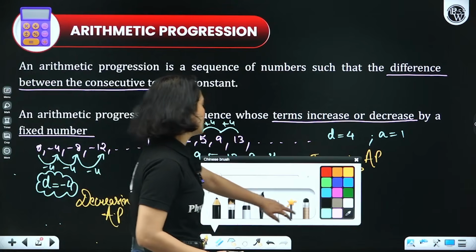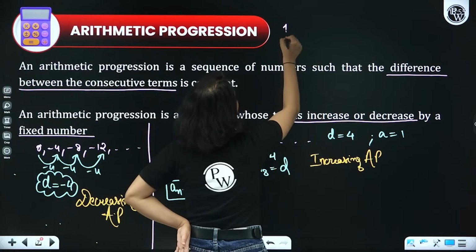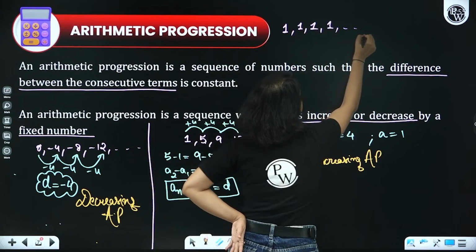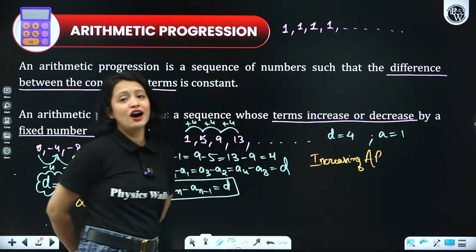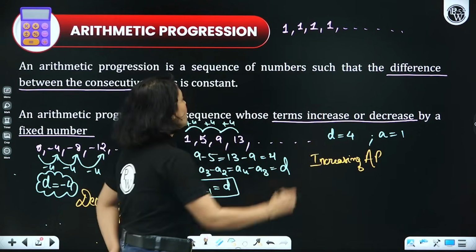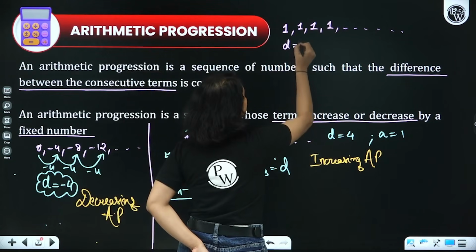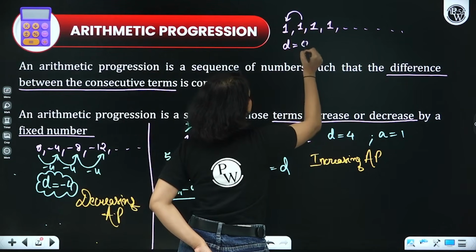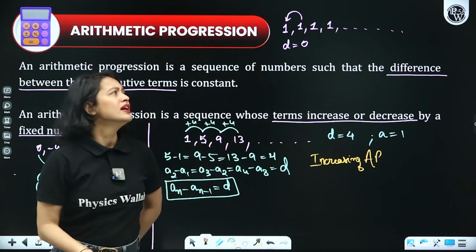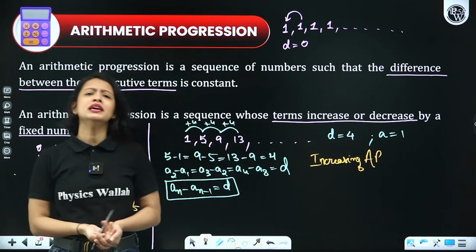Now, what if I ask you, this here, is this an AP or not? Is this an AP, everyone? Now, here what is happening? We are repeating the same term again and again and again, right? So, here clearly D would be what? A2 minus A1, 1 minus 1, that is 0. A3 minus A2, A4 minus A3, all of them are 0, right? So, D is coming out to be 0 here.